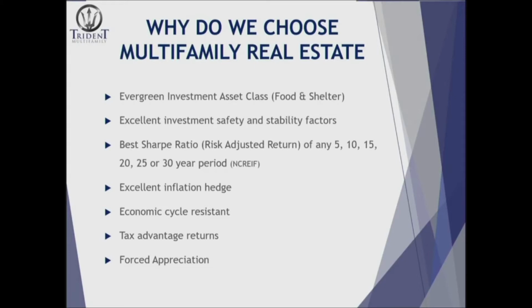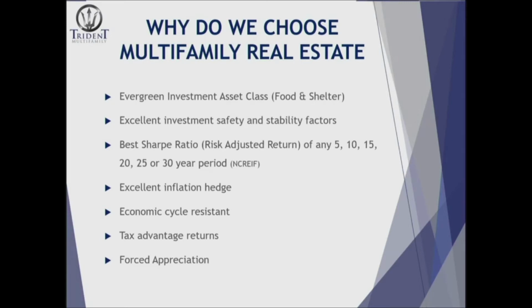As Mike referenced, we've got good stability through economic changes, both up and down. The Sharpe ratio, which I won't get too much into the weeds about, is a risk-adjusted metric. Multifamily housing has a phenomenal Sharpe ratio, so the risk-adjusted returns are really good. Hedge against inflation, I'll show you that in a bit. Nelson spoke about it yesterday.